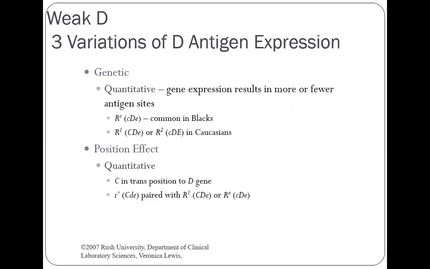So genetic, again, is quantitative. We're talking about the gene expression resulting in fewer or more antigen sites. So you have the R0, which is common in blacks, and that's actually a very, very decreased expression of the D antigen. And then the R1 and the R2 in Caucasians is also a weakened expression of the antigen.